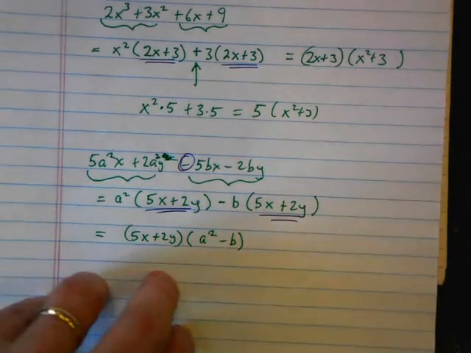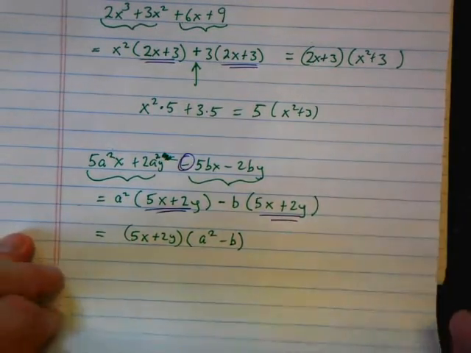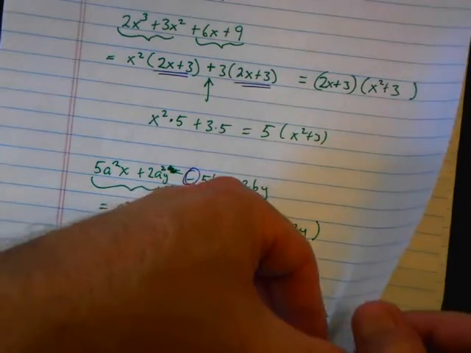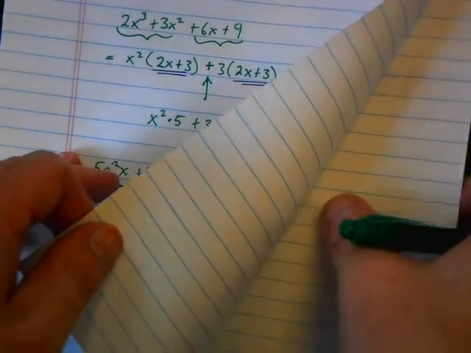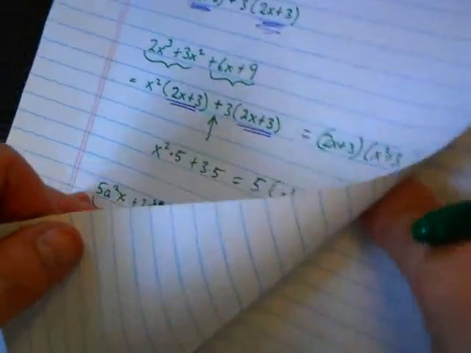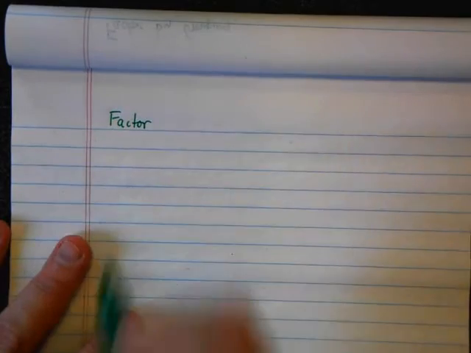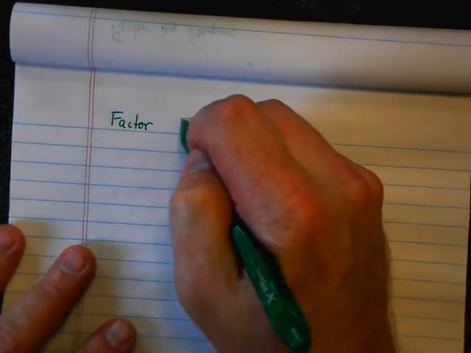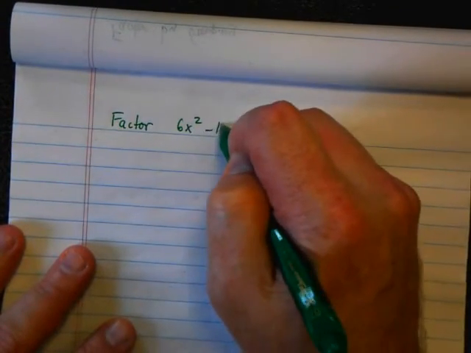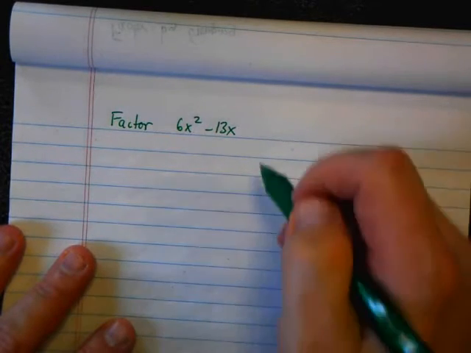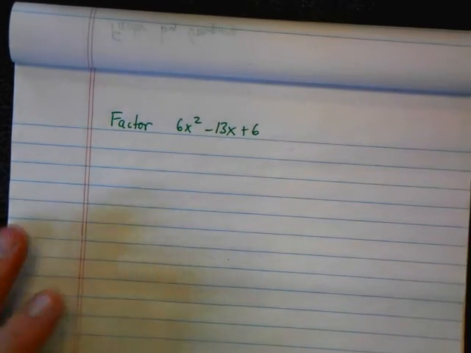All right, so this factor by grouping, this is the technique that we use to factor trinomials where a is not the number 1. What does that mean? That means something like this. Factor 6x squared minus 13x plus 6.